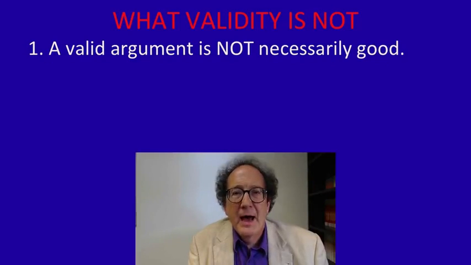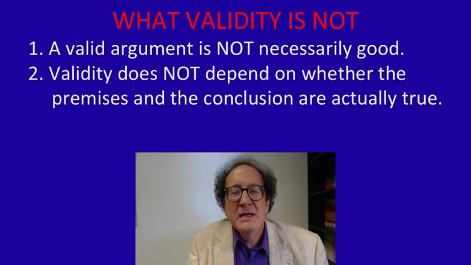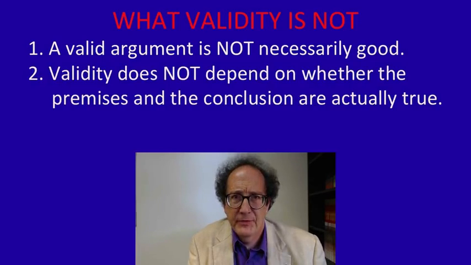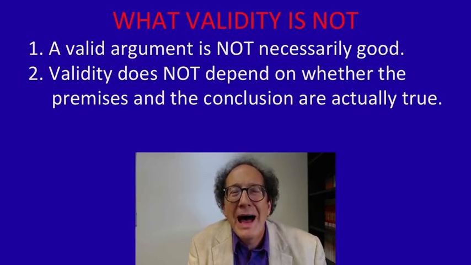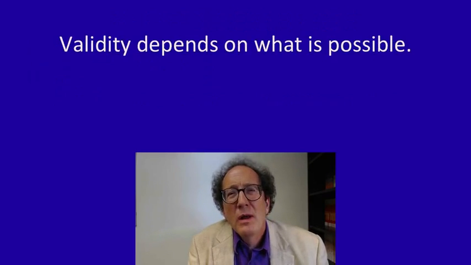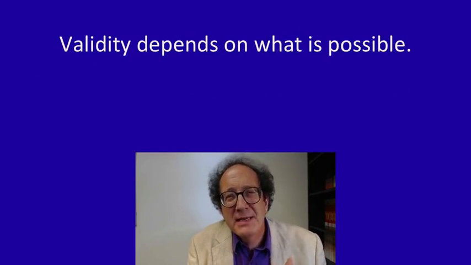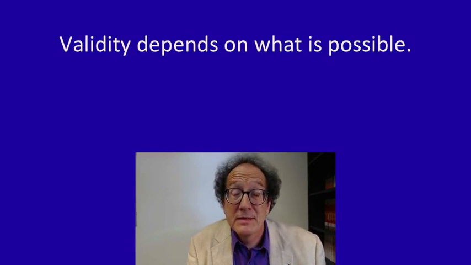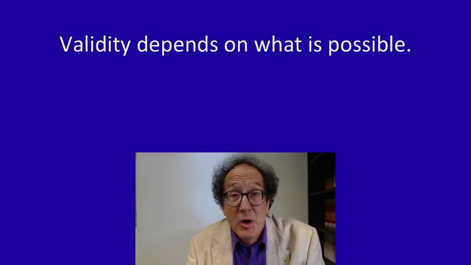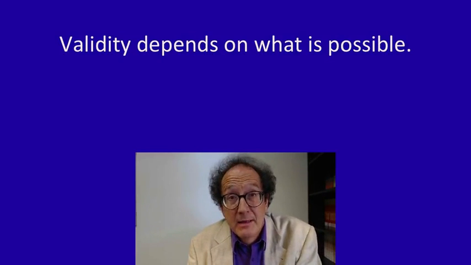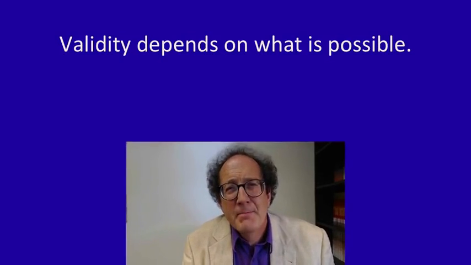The second point about what validity is not is that validity does not depend on whether the premises and the conclusion are actually true or false. Instead, it depends on what's possible, whether there's a certain combination, true premises and a false conclusion, that's even possible. So, whether the premise is actually true in the actual world is not what's at issue. And we can see this by seeing that some arguments with false premises can still be valid, and some arguments with true conclusions can be invalid. So let's look at some examples of that.